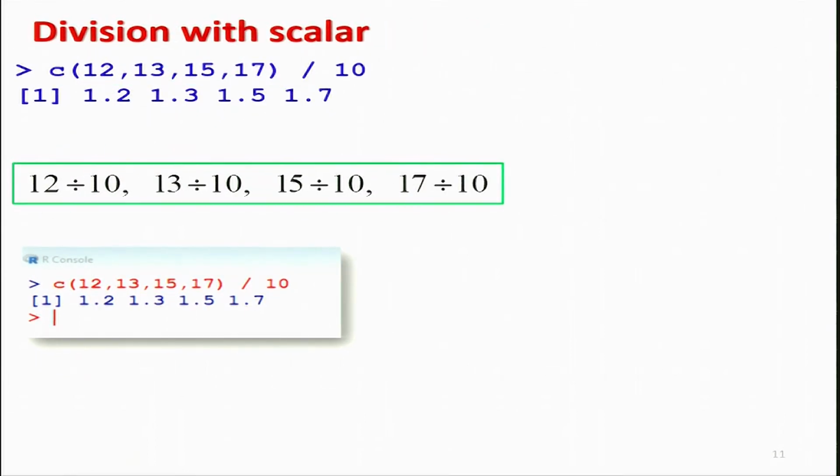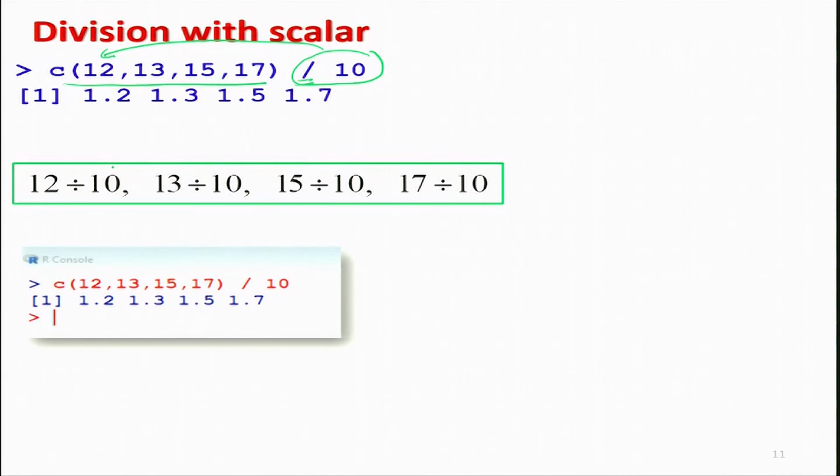And in case you try to think about the division, do I need to explain to you? Actually I don't, because in case I take one data vector consisting of 4 values 12, 13, 15, 17 and divide it by 10, then this operation, division by 10, is going to be operated on 12.